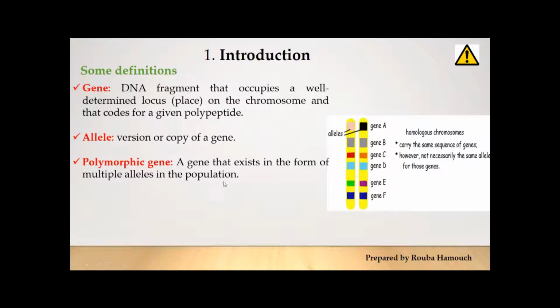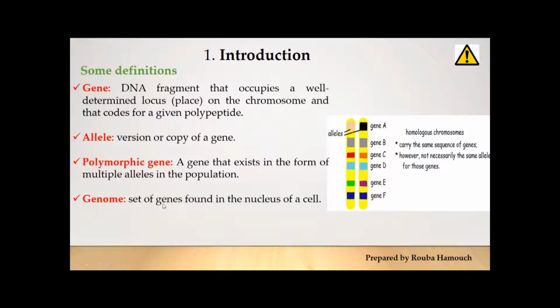For example, the gene for hair color, the gene for eye color, the gene for hairstyle, and the gene for the ABO system, the blood group system. You have allele A, allele B, allele O, and we have different phenotypes, group A, group B, group O, and group AB. So the polyallelism or the presence of polymorphic genes induces polymorphism, the presence of many phenotypes, the diversity in a population.